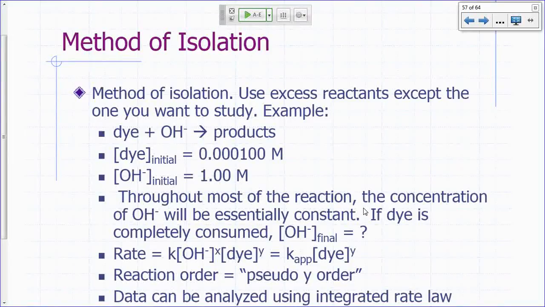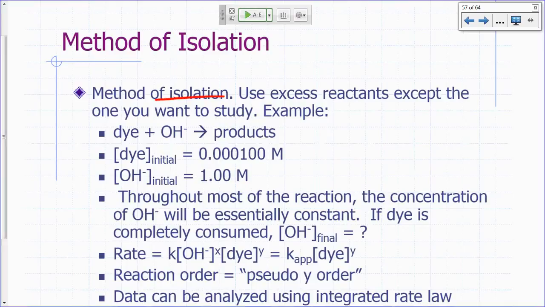All right, so now let's talk about the method of isolation. So far, we've talked about rate laws that are very simple. It depends only on the concentration of one reactant. In general, the rate of a reaction will depend on the concentration of more than just one reactant. But because it's very easy to deal with rate laws that just involve one reactant, we do a trick here called the method of isolation.